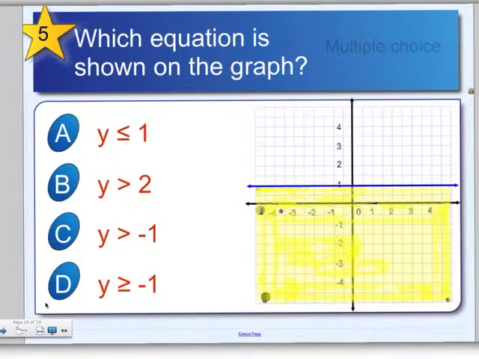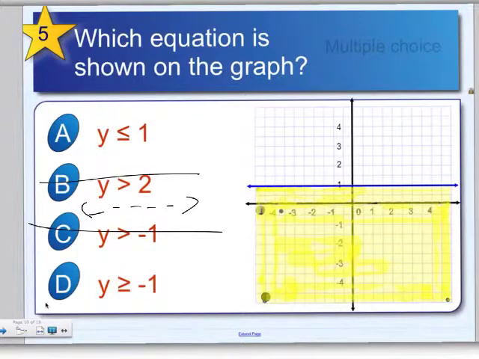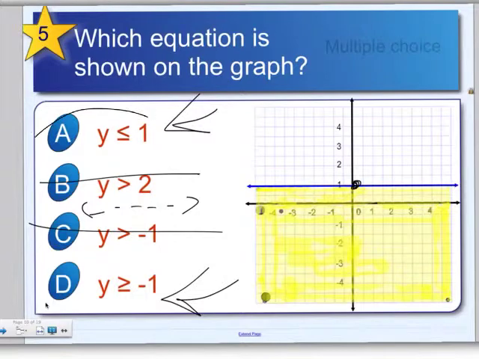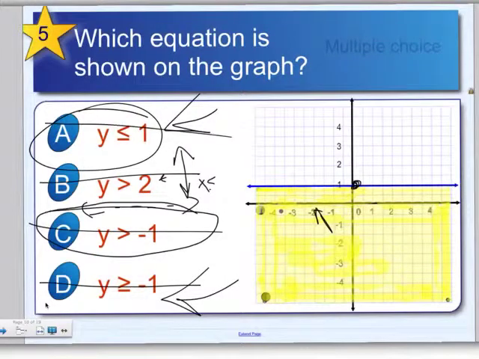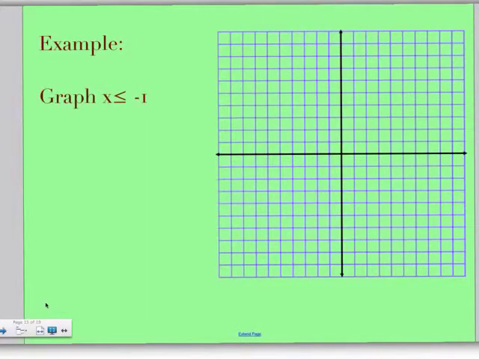So looking at this example, similarly, we can automatically eliminate these two because those both are greater than symbols, which means that they should have a dashed line. Now this says 1 and this says negative 1. Since this is hitting at 0, 1, that means that that must be the answer. So what about the shading, you might ask? Before showing you another example, please try this example on your own. I'm curious to see how you do.